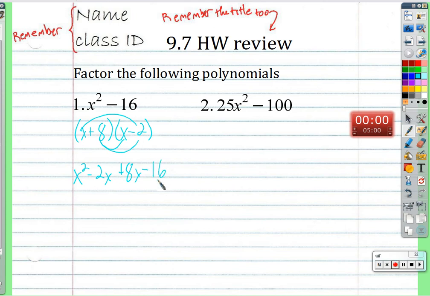But what happens that shouldn't happen, or what doesn't happen that should happen? You combine the negative 2x and the 8x, you get 6x. We get 6x. We wanted how much? How many x's? No. Zero.